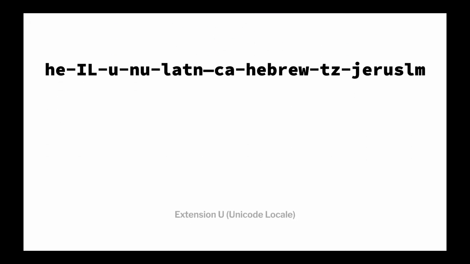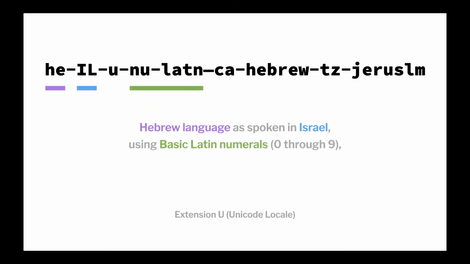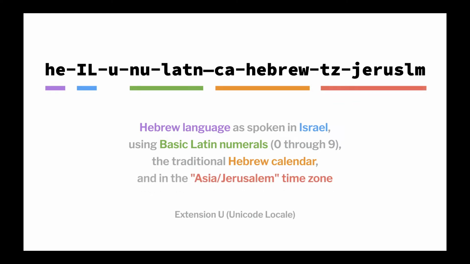Or we can have something like this, for instance, which translates basically to the Hebrew language as spoken in Israel. And then we have the Unicode part. So this content uses basic Latin numerals, 0 through 9, so not the Hebrew numerals. It also uses the traditional Hebrew calendar, not the Gregorian one. And all the dates and times are displayed in the Asia/Jerusalem time zone. So locales can get very, very specific. Probably, again, you won't encounter this, but just remember that they exist.